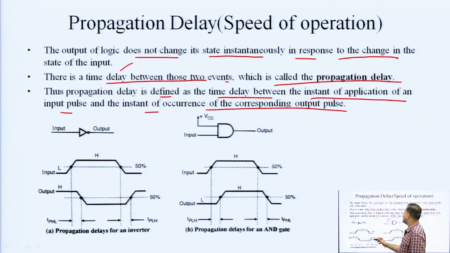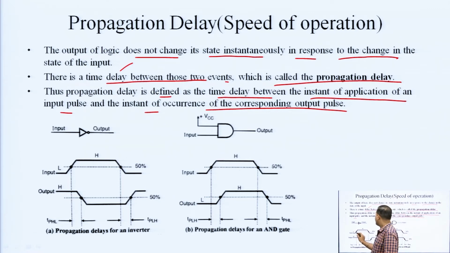You can check it from there. This is the input, one inverter is used, and we are having the output. So, input low, output is high, and input high, output is low, because if you give a low input to the inverter, it gives a high output, and if you give a high input to the inverter, it gives a low output. But it does not change instantly, some delay is there.